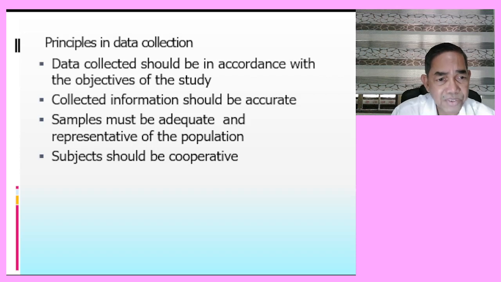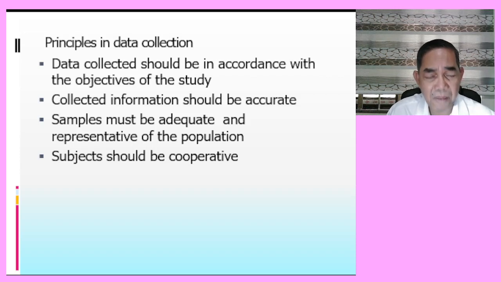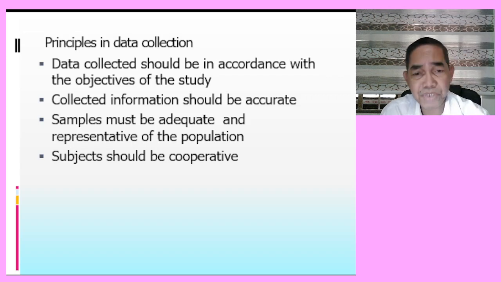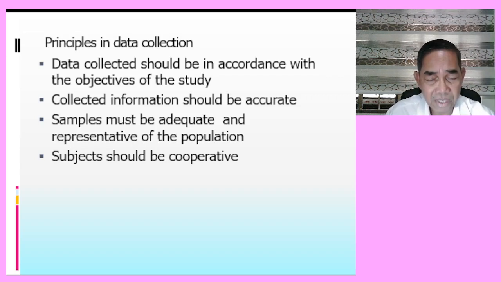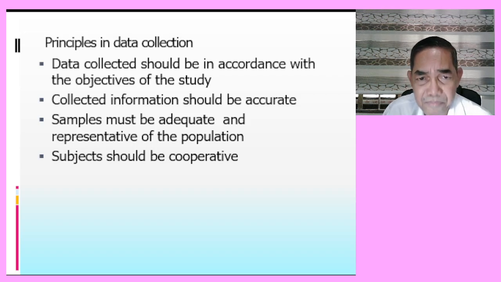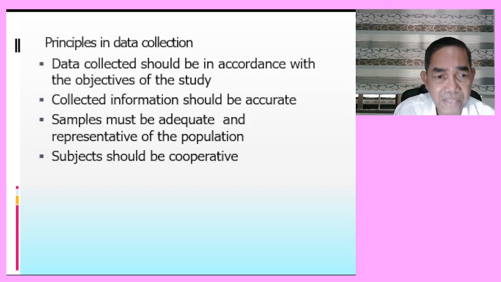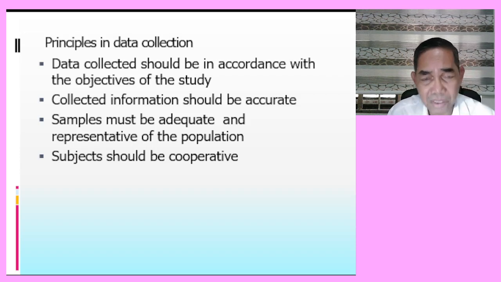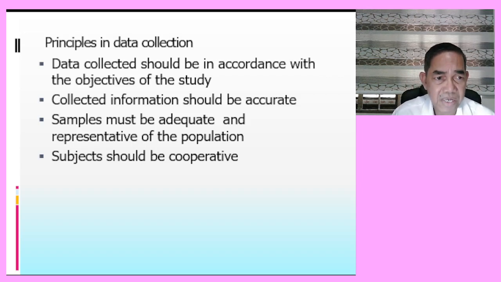And samples must be adequate and be representative of the population. When you collect subjects, for example, participants, they should have been collected based on the sample size that you have made. And the sampling methodology should be made in such a way that it is representative of the population. We talked about this when we talked of sampling methodology, and subjects should be cooperative.